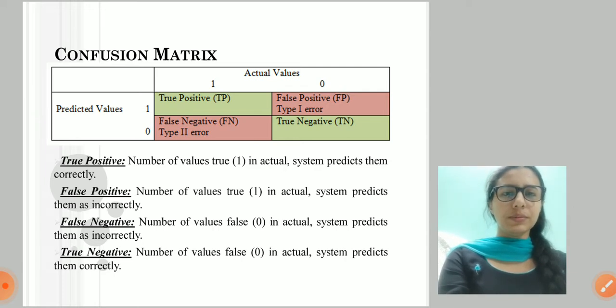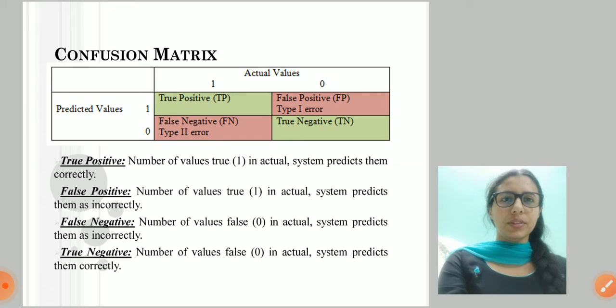The values in the matrix represented by the green color are correctly predicted by the model, and each field in the 2 cross 2 matrix is useful and has its own meaning.